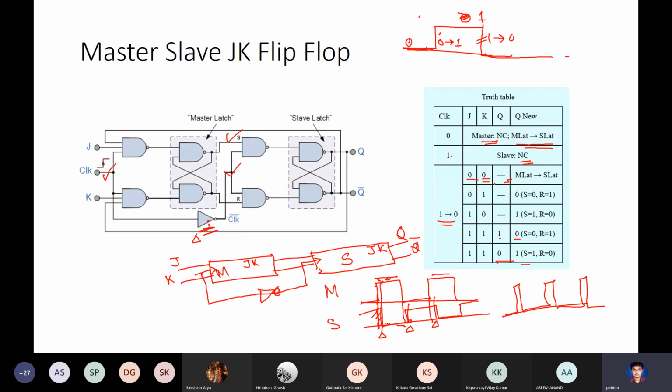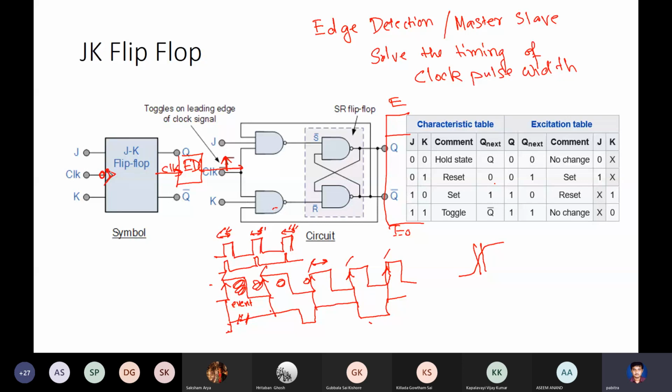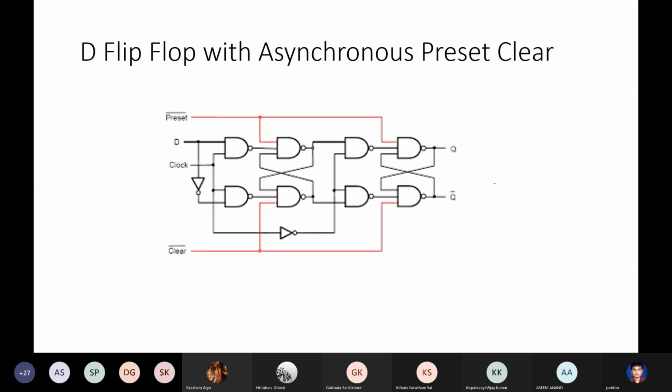Okay, so this is what we achieve by a master slave flip flop. I have not yet talked about edge detection. I have talked about the master slave. There is one more circuit that is sometimes provided with a flip flop. It's called an asynchronous preset clear.